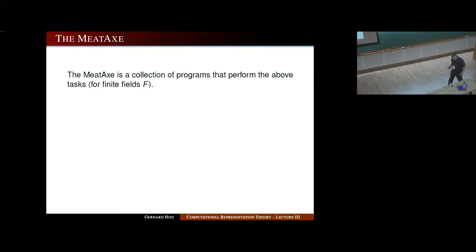Okay, second part of the talk is the MEATAXE. So the MEATAXE is a collection of programs that perform the above tasks for finite fields F, of course for finite groups, and really explicitly with matrices. Explicitly, which means that the matrices cannot be too large. How large they can be depends, of course, on the implementation of the MEATAXE. I would say the standard MEATAXE, which is in GAP, can be used for representations, say, up to 50,000 of dimension, maybe.